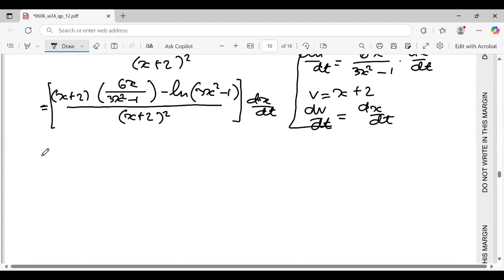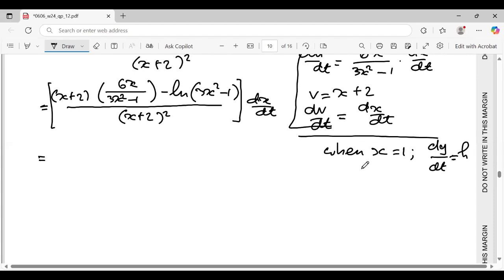And the next step, when x equals 1, based on the information, when x equals 1, dy/dt equals h, based on the information in the question. So we can substitute x equals 1 here and dy/dt here.